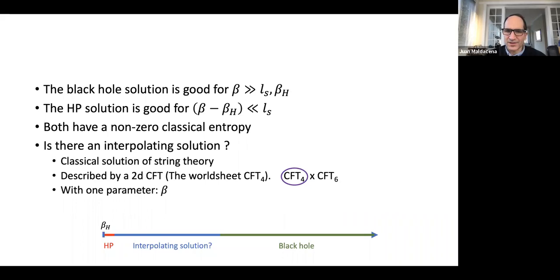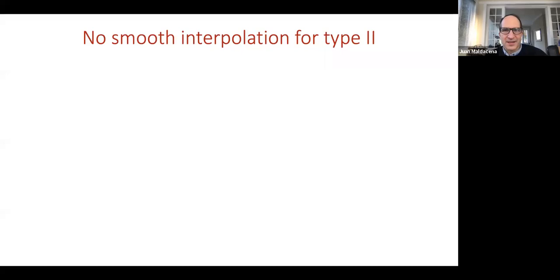In addition, we have another worldsheet CFT describing the internal dimensions. We're going to keep this fixed, and we're going to concentrate the discussion on this CFT that has central charge c4. And that CFT should have one parameter, one marginal deformation, which should correspond to beta. So this is what we're looking for. Now, it turns out that you can make an argument that no such thing exists, so you cannot go continuously between the two in the type 2 case.